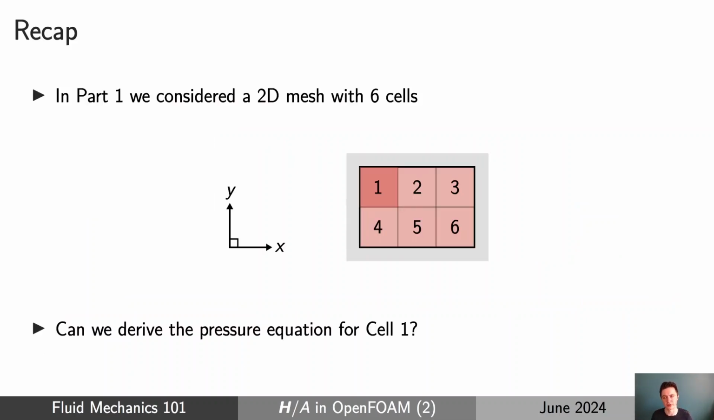So in part 1 of this talk, you may remember that we just considered an example 2D mesh with 6 cells, labelled 1, 2, 3, 4, 5 and 6, and we're in the XY plane. And what we would like to do for this example mesh is derive the pressure equation for cell 1.